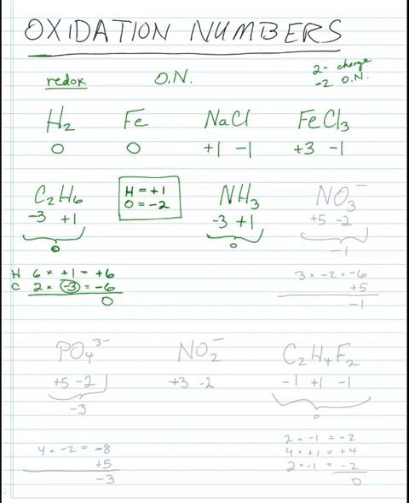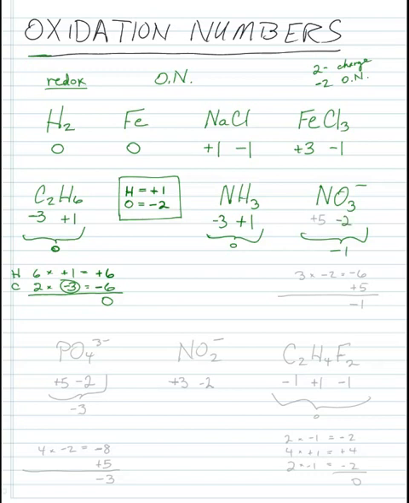What if we don't have a neutral compound? What if we have a polyatomic ion? Let's say nitrate. In this case, it doesn't add up to 0. It all adds up to minus 1 because that's the charge on the polyatomic ion. Now, going back to our little box in the middle, hydrogen is plus 1. There's no hydrogens here. How about oxygen is minus 2? Let's put that in. Minus 2 for oxygen.